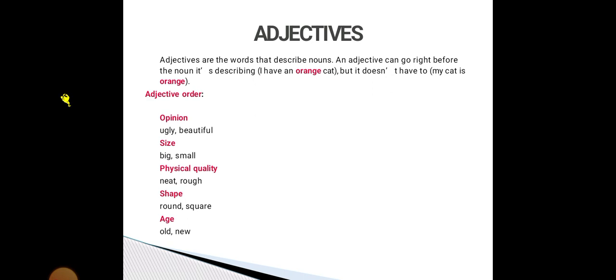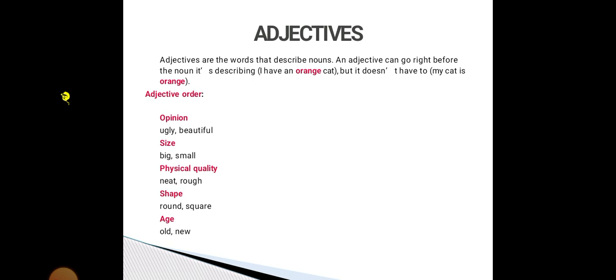If a sentence uses some opinion, it is called an adjective. Next we can see size. Size also comes under adjective. Big, small. I have a big house. This is a small rat. Big and small are mentioned as size, so it is called an adjective.